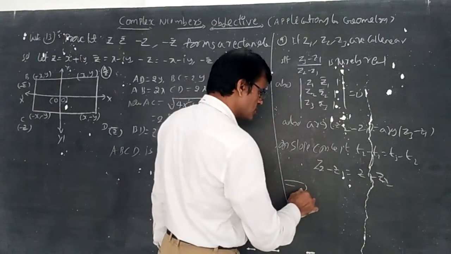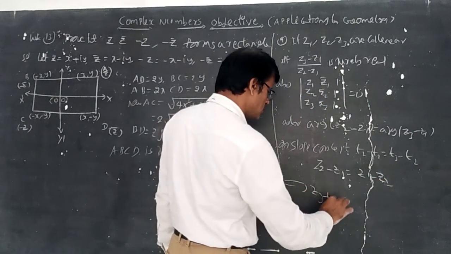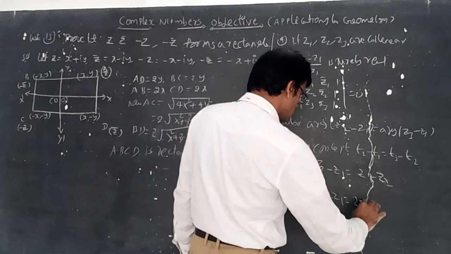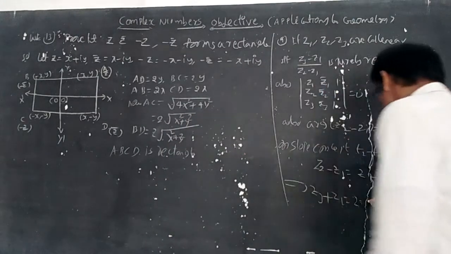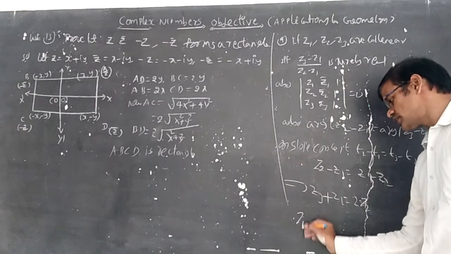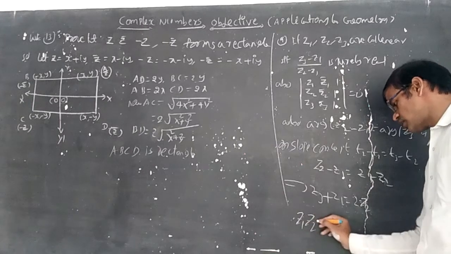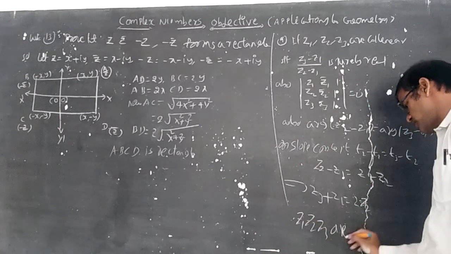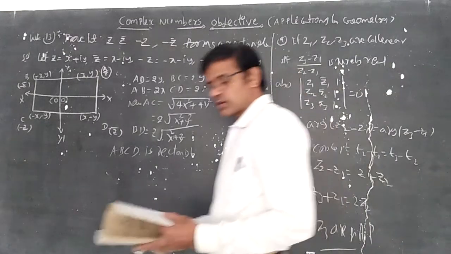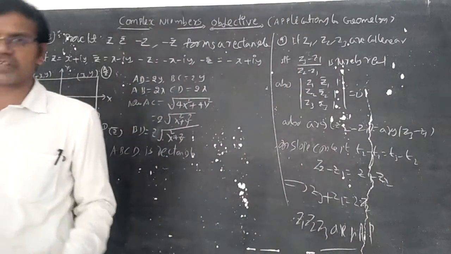That implies z3 plus z1 is equal to 2z2. Therefore, z1, z2, z3 are in AP, for the collinearity condition.